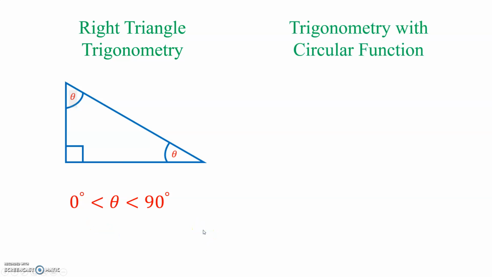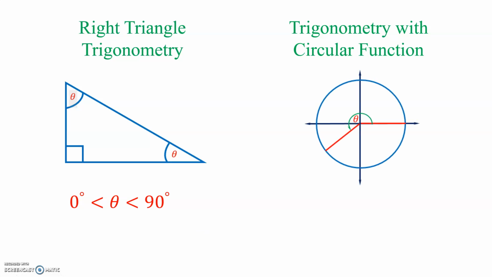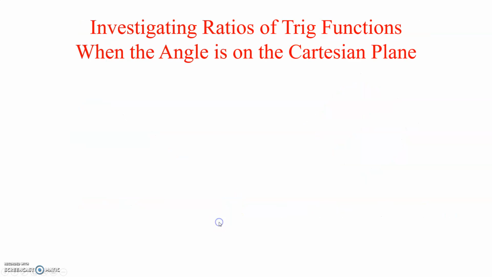But when we transition to circular trigonometry, we're working on a Cartesian plane, and the angle can be any angle, both positive, negative, and anything. So we're no longer bound by theta being an acute angle. When we start working with circular functions, theta can be pretty much any number there is. So we'll look at particular situations to build us to where we need to be.